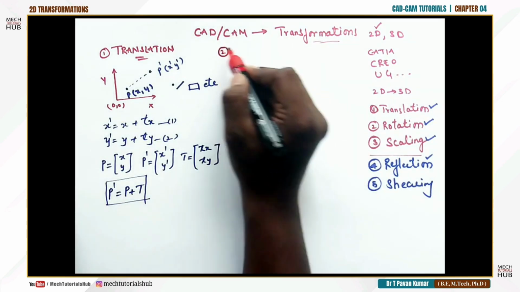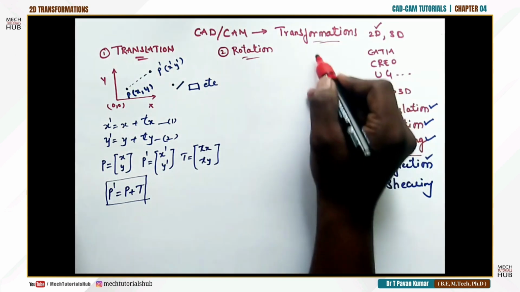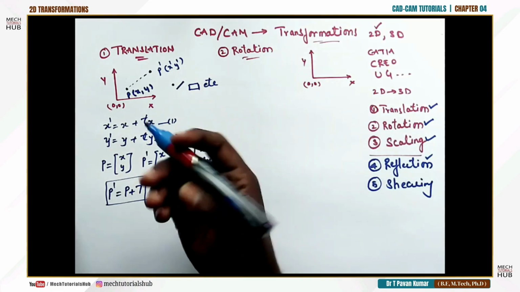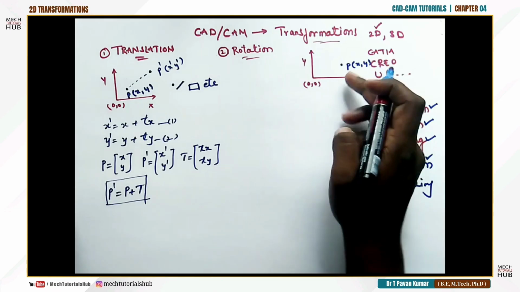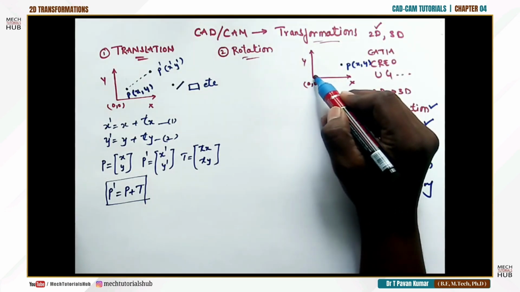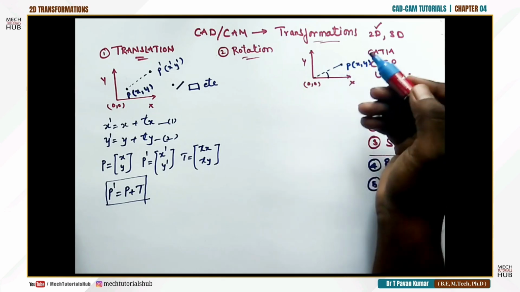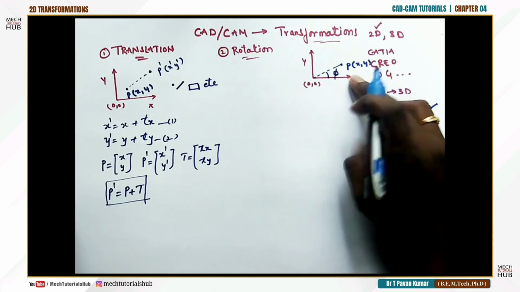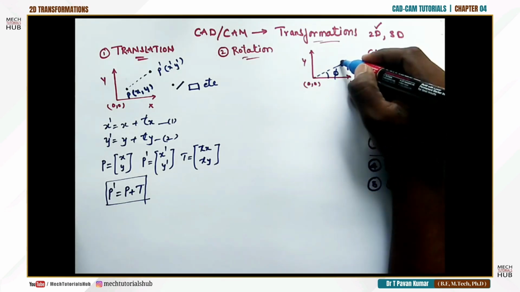Number 2, rotation. In case of rotation, again we'll consider a simple sketch. X, Y, this is the origin point. Now again we'll try to consider a point P, x comma y. Now this needs to be rotated. For example, initially the position of the point is at an angle of phi. The initial position of point P is at an angle of phi with respect to the horizontal. Now this needs to be rotated.